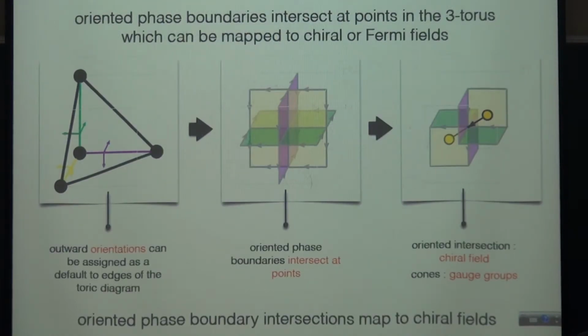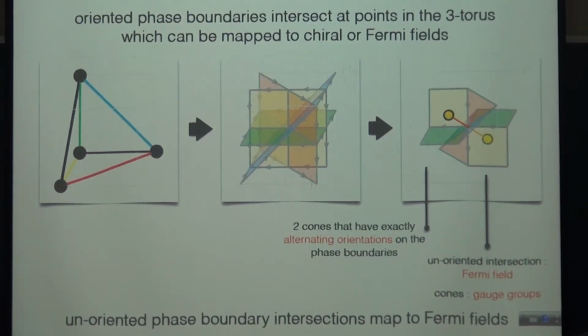In fact, if I introduce consistent orientations on these planes, point intersections of these asymptotic limits of the holomorphic surface can be oriented. And we claim that these orientations of point intersections of these phase boundaries correspond to chiral fields of my 2D (0,2) theory. In fact, you can also have point intersections of these phase boundaries which are not oriented, and for these point intersections, we claim that these are mapped to Fermi multiplets of my (0,2) theory.